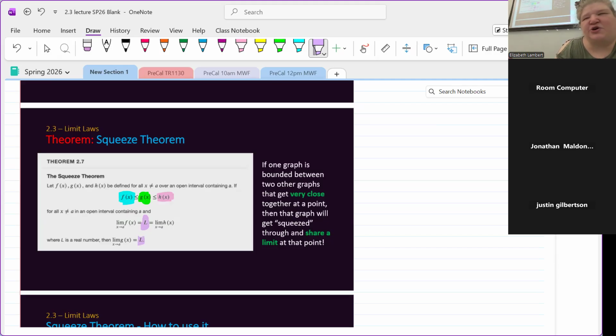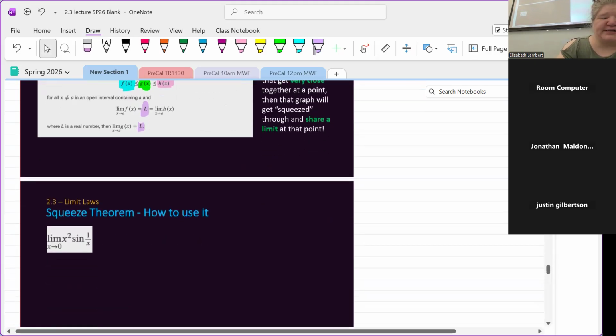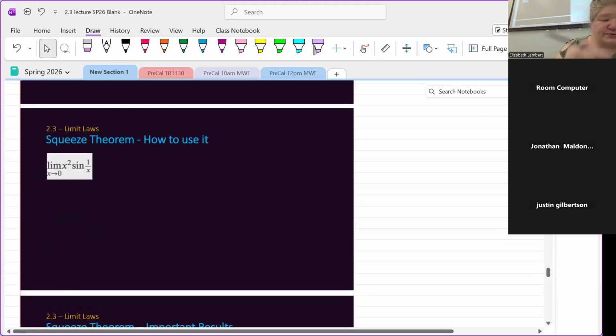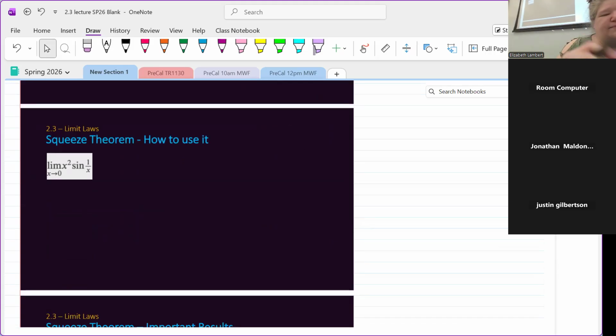Now, this isn't something you're going to have to use in practice that much. This is more like a behind the scenes thing that happens to give us a couple of extra nice limits that we use. All right, now this one is not a limit we use a bunch necessarily, but it really showcases how to use the squeeze theorem.